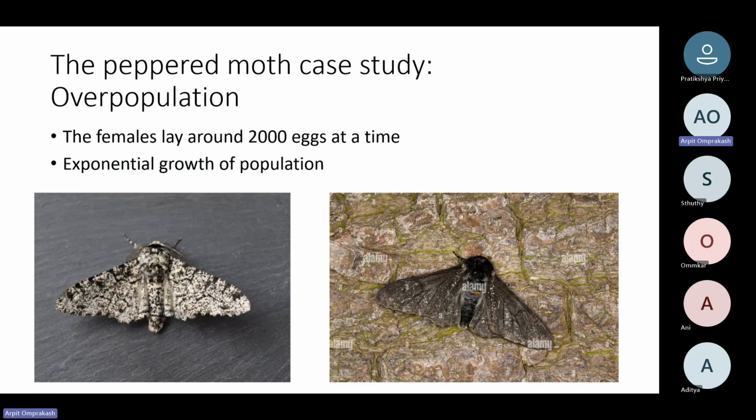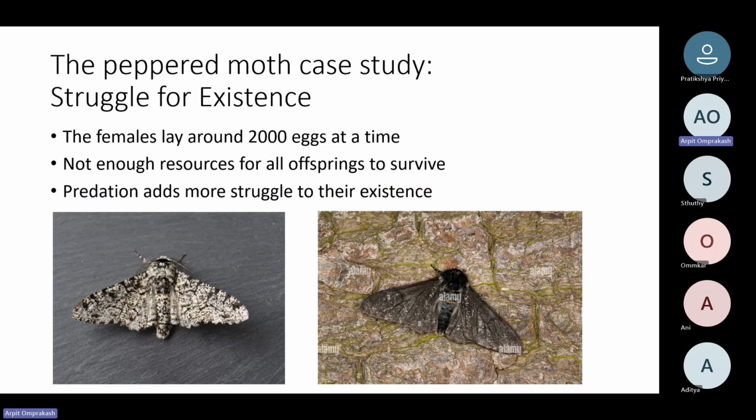Right. Then the next thing we have is overpopulation. So overpopulation in this case is basically the females lay around 2000 eggs at a time, but they don't have enough resources for all the 2000 eggs to hatch and grow. So what happens is there's a lot of competition, a lot of overcrowding, a lot of overpopulation. This leads to a struggle for existence. Predation is also another thing that adds to the struggle for existence. Already there are not a lot of resources, and now there are different birds or other animals that are eating these moths.